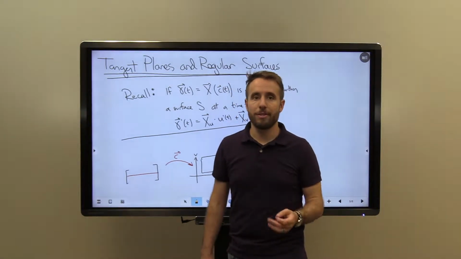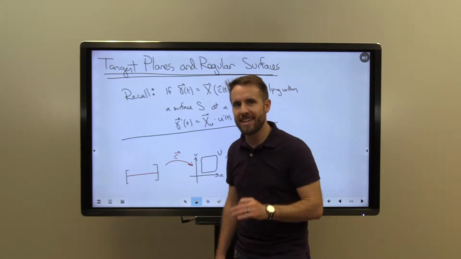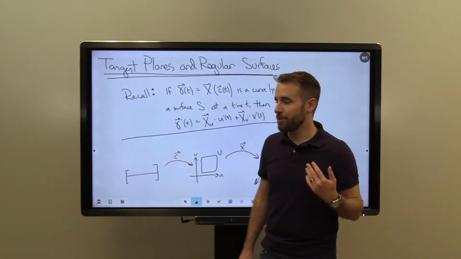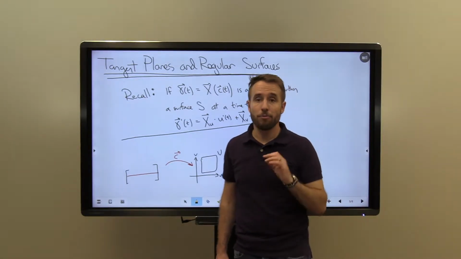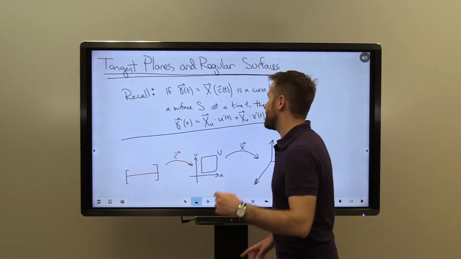So what we're going to do today is use that definition to find a few really important tangent vectors. And then from there, we will see that when a surface is nice enough, those few tangent vectors that we can find really describe all tangent vectors in a nice way. So let's get into it.